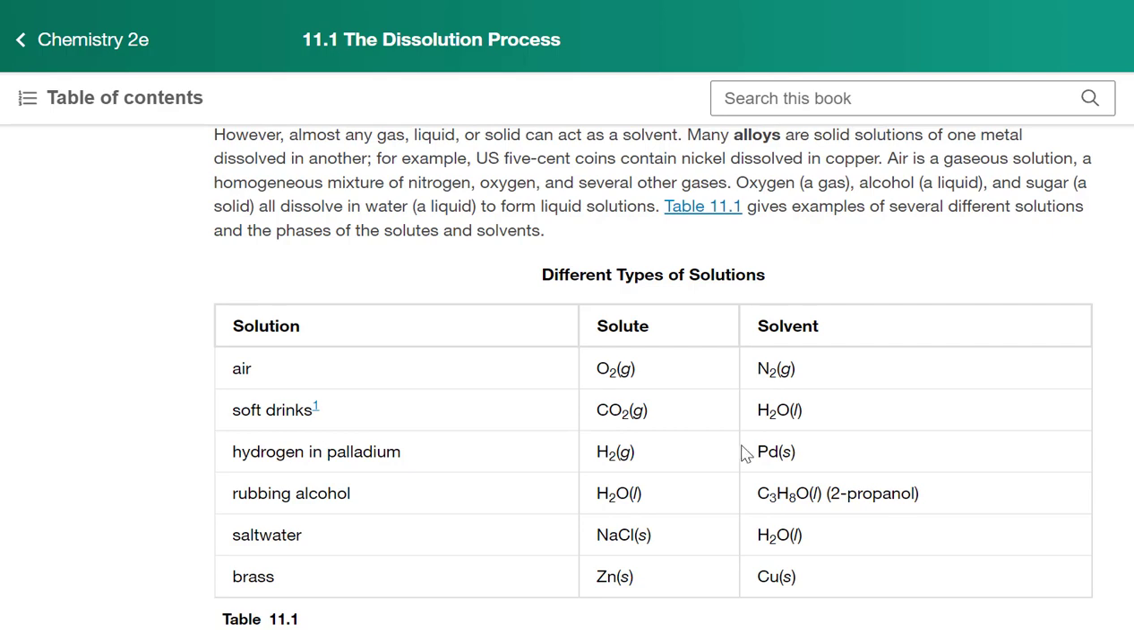A great example of that would be a soft drink where you have carbon dioxide dissolved in water. When the bubbles form in the soft drink, that is no longer a solution when you see the bubble, but before you see the bubbles, that carbon dioxide is actually already there.